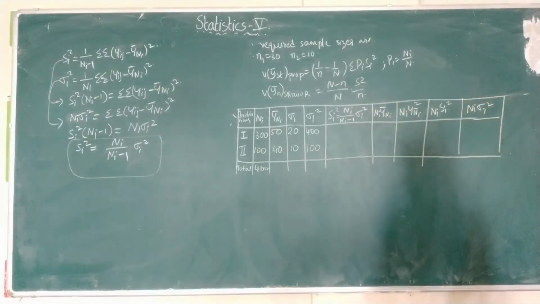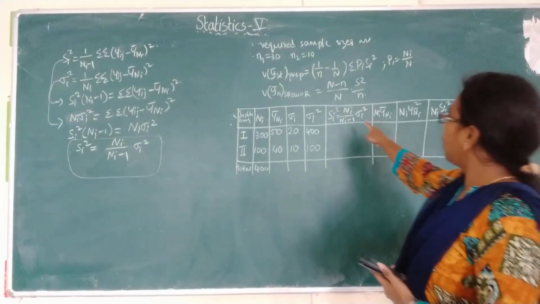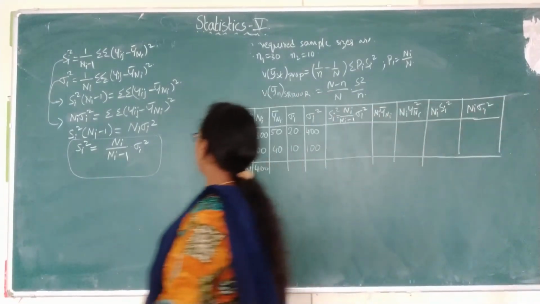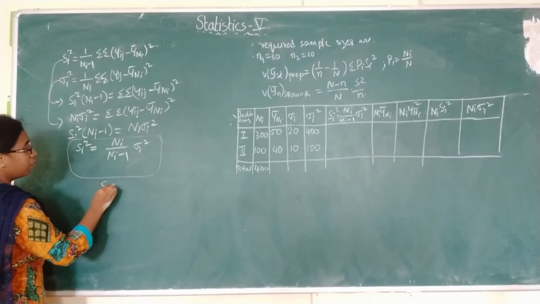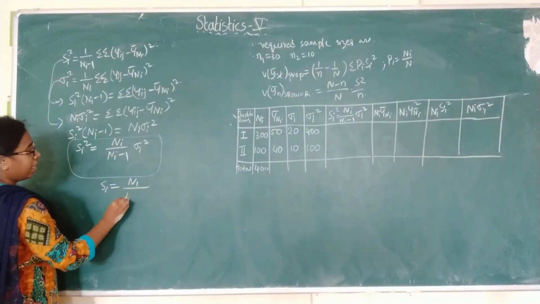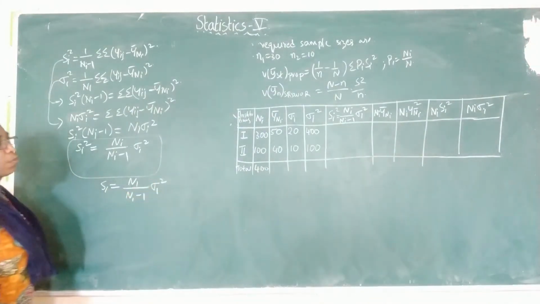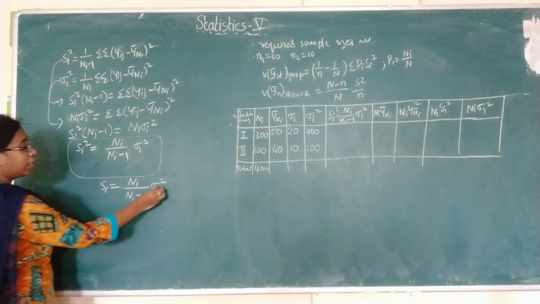So first, what is the first Ni value? That is the first stratum value. If you want S1 square, how will you calculate it? N1 by N1 minus 1 into sigma 1 square. So what is the N1 value?